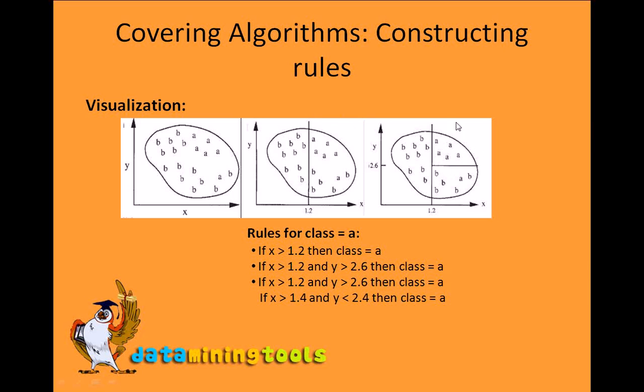So basically this particular quarter we are talking about, then class equal to A. So this is a pretty accurate rule which we have. And now we have left this particular instance of class A. So now if we want to include that as well, what we do over here is, if these conditions remain the same, and we add the following condition: if x is greater than 1.4 and y is less than 2.4, then class equal to A. So this basically covers this instance of class A as well. And these two rules finally give us classification rules for class A. We can do the same for B as well.